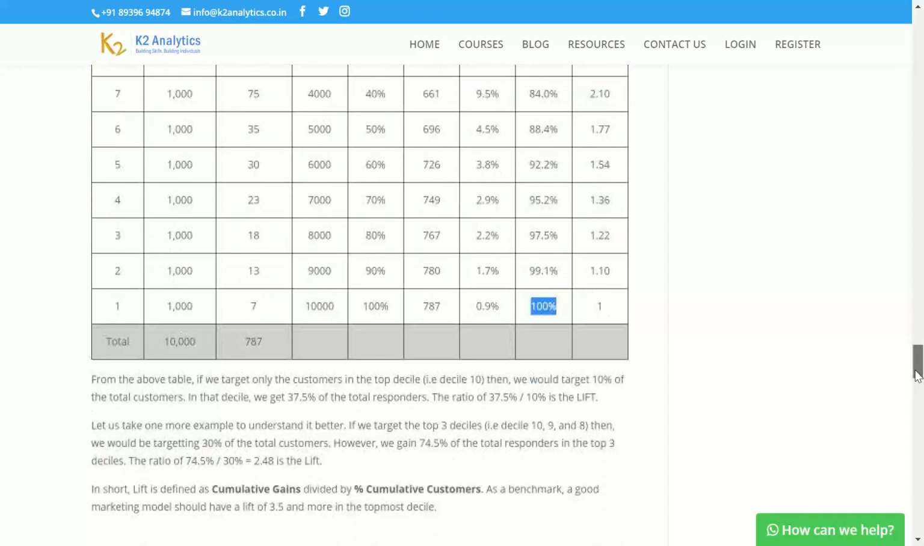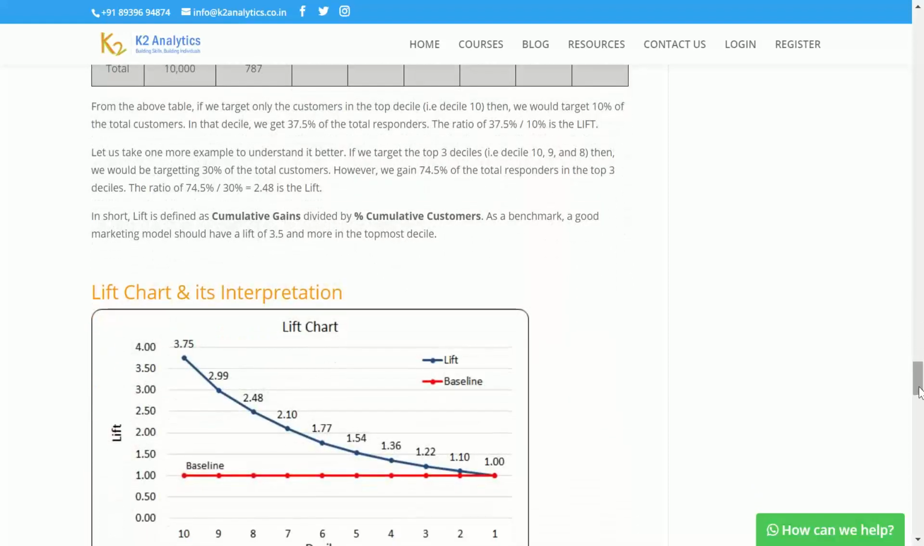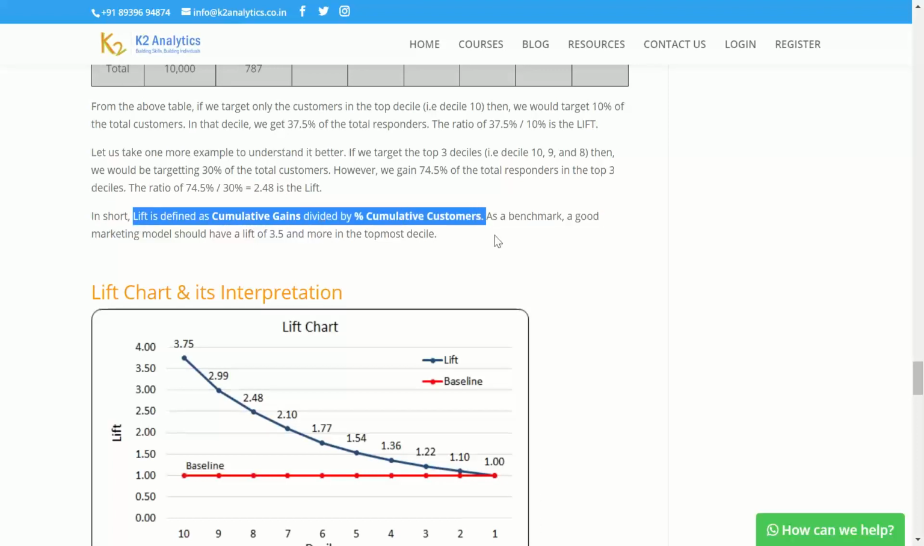Okay, having created the lift chart from the above table, we target only the top decile and so forth. The calculations are all explained here. The ratio is 37.5. If I target the top 3 deciles, 74.5 divided by 30, that is my lift. So we have our lift and gains, all calculations shown.